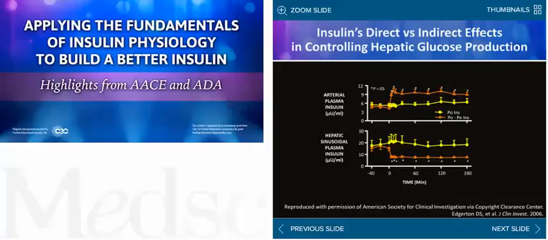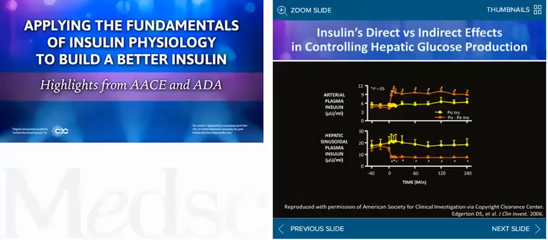What happens if you suddenly were to switch from portal delivery to peripheral delivery? What you can see here on the top is the arterial insulin level, on the bottom is the sinusoidal. The yellow line is when we did not make the switch. In the orange data, at 0 minutes, we simply took the infusion line out of the portal vein and put it into a leg vein.